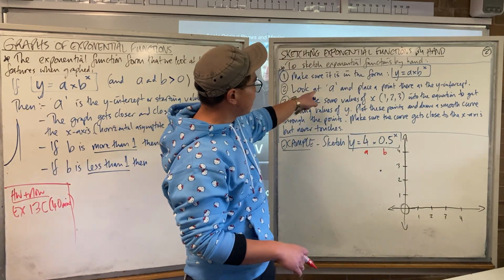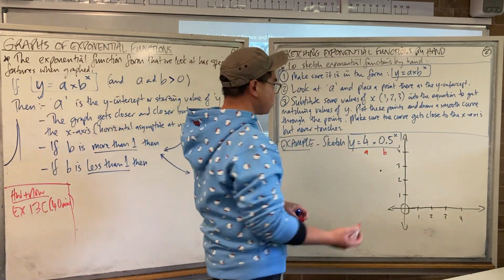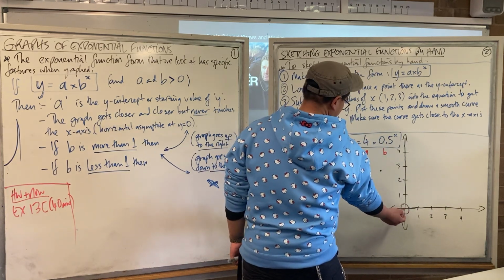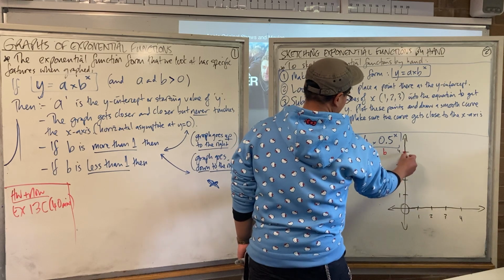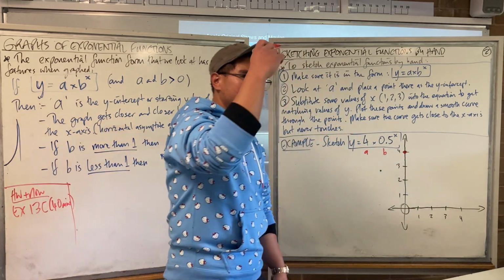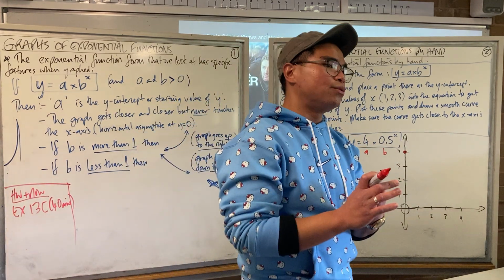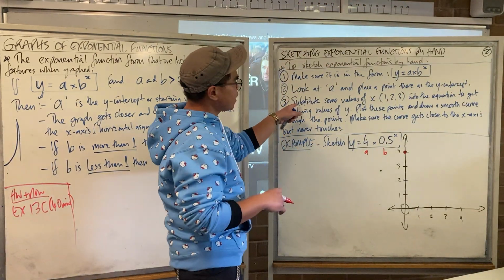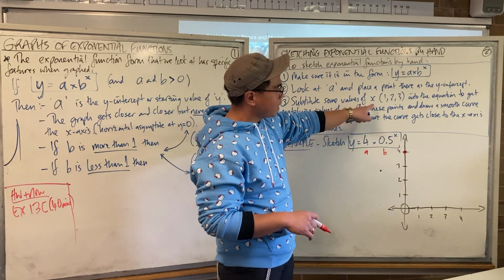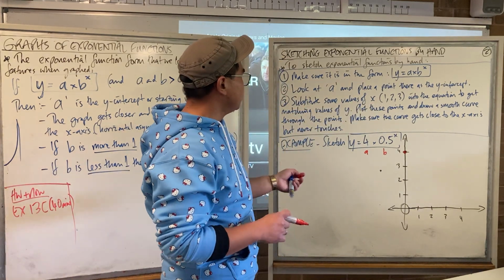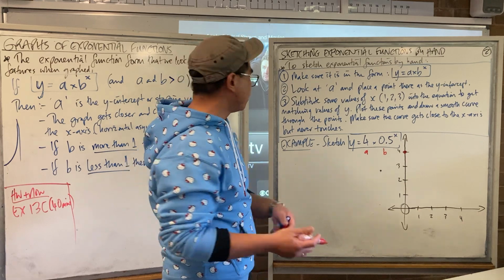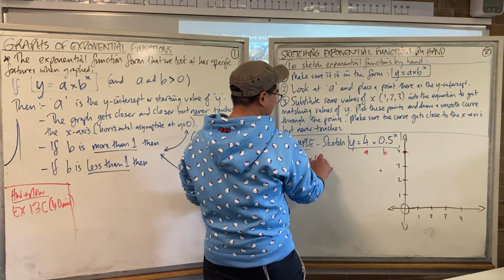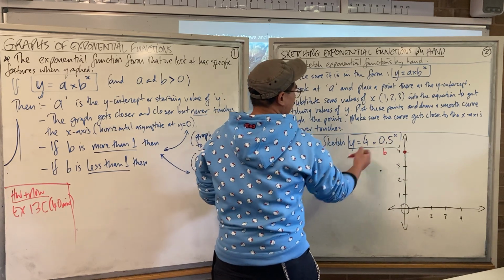So I've told you that a is the y-intercept. So where am I going to put a dot? Up. Up how many? 4. Is that enough information to draw a curve? I know it goes through there, but I don't know anything else. So, what I suggest you do is substitute some of the values of x, just do 1, 2, and 3, into the equation to get some matching values of y. What do I mean by that? Well, this equation is telling you y is equal to 4 times by a half to the power of x.